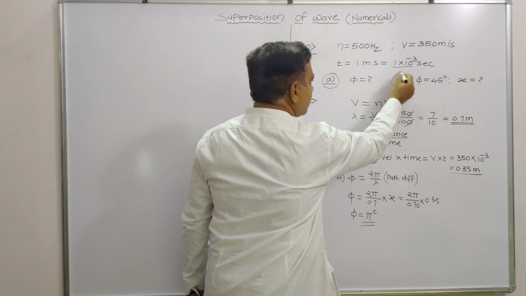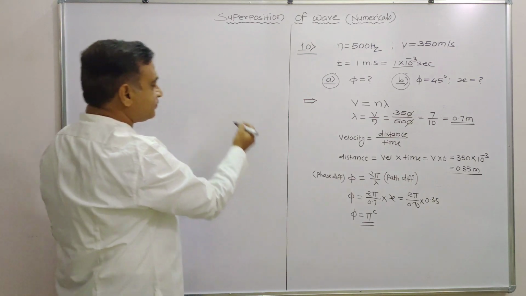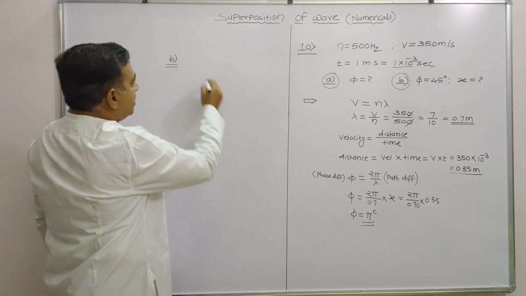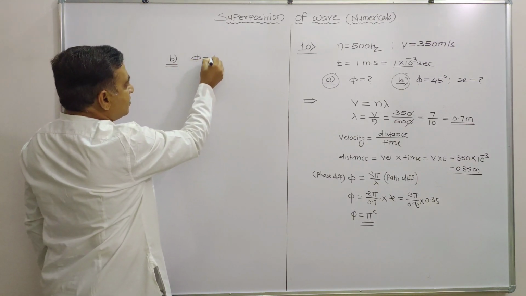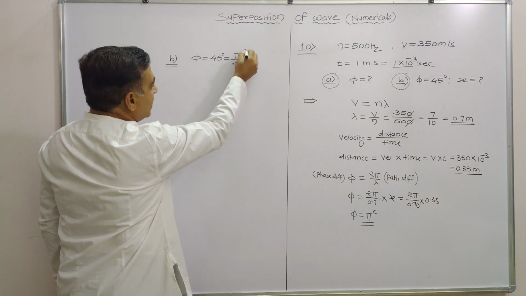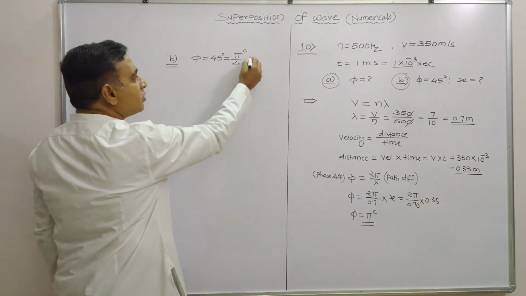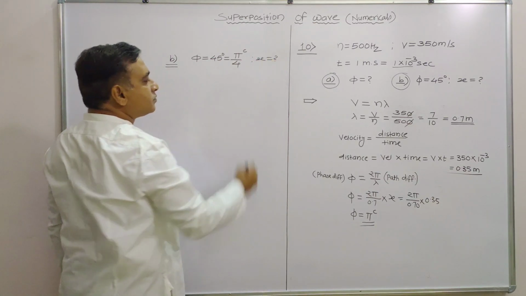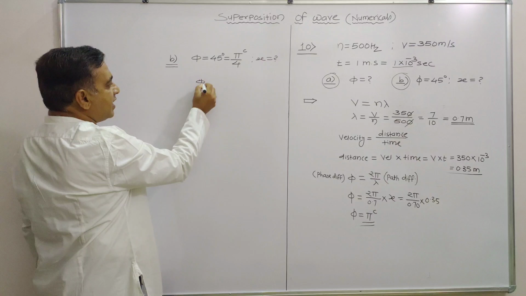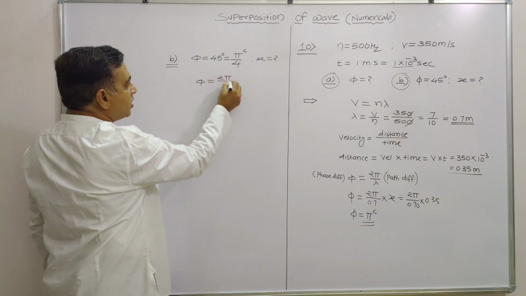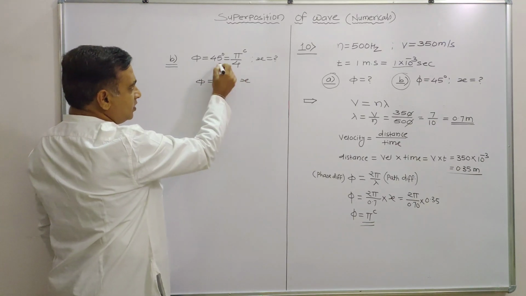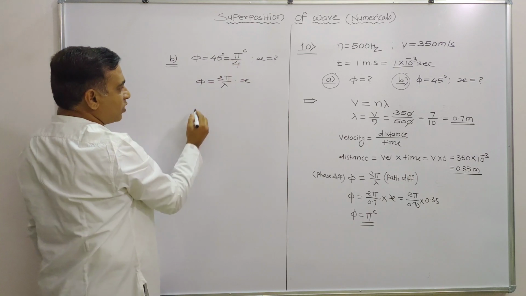What about the B? Let us calculate that here. B. Okay. Sir, here phi is given. Phi is equal to 45 degrees, means pi by 4, right, in radians. We need to calculate the x. Everything we know. So we are going to get the value, that is phi is equal to 2 pi upon lambda into x. X we want to calculate because the condition changes. Phi is pi by 4 now.